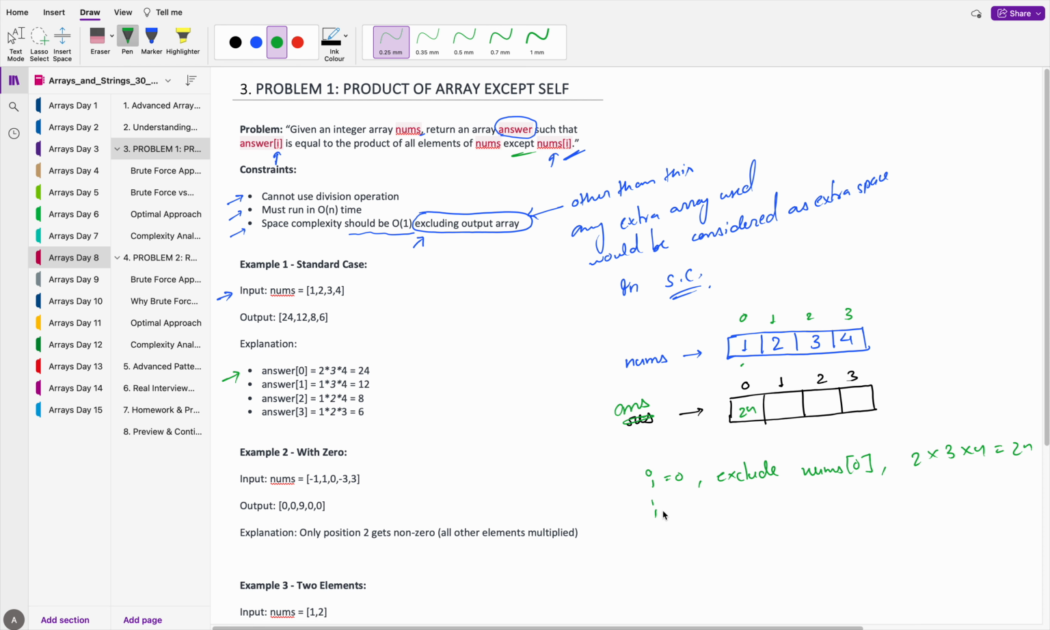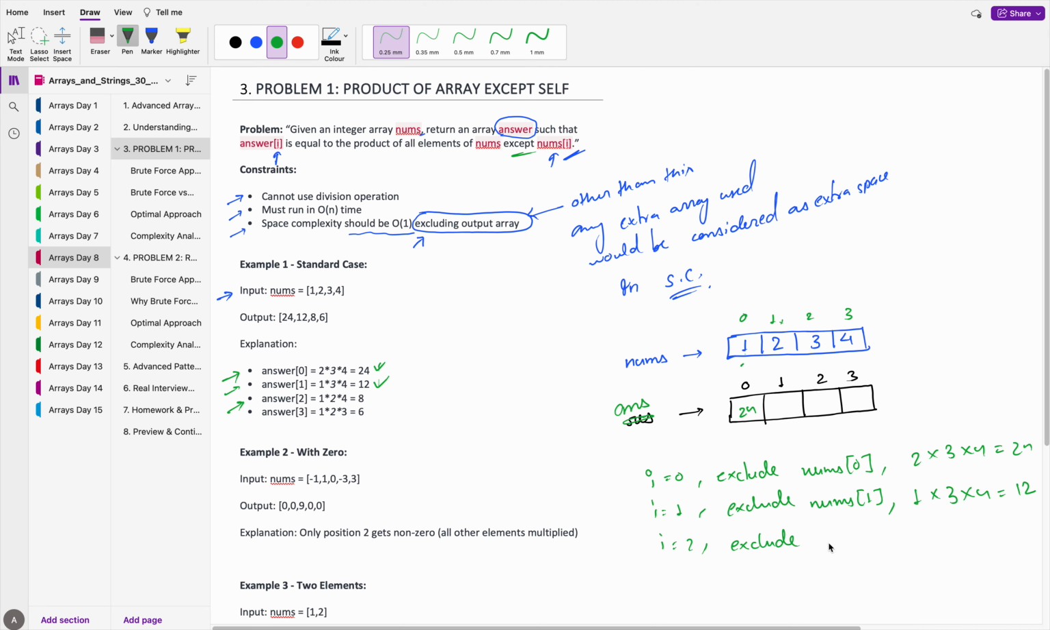Next, for i equals 1, what will you do? What to exclude? Obviously, nums[i]. So nums[1] would be excluded. If I exclude 1, then 0, 2 and 3 would be included. So 1 multiplied by 3 multiplied by 4, the items at those indexes. Okay, so 4, 3 and 1, 12 it would be. That's why 24 was there. Now here it is 12. Okay, done. Now for i equals 2.